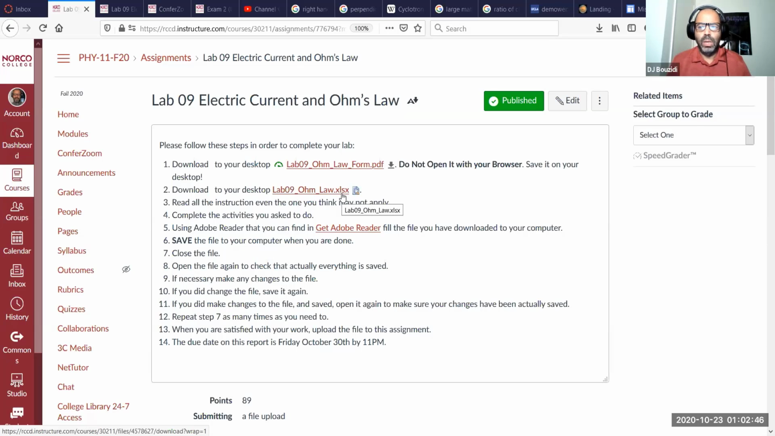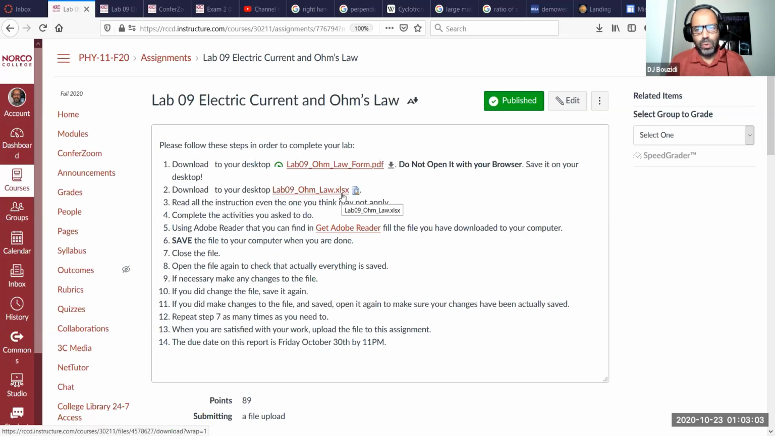That's one thing. The other thing is that it's going to generate graphs for you, okay? Two graphs that you will need as part of your lab report. So it's going to automatically do that. You don't have to do anything. All you have to do is put the data in there, okay?